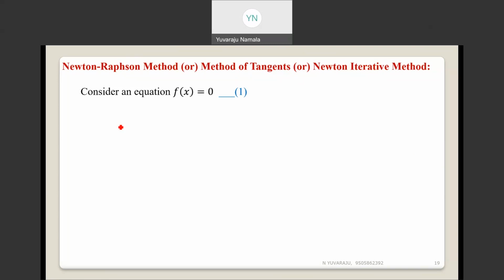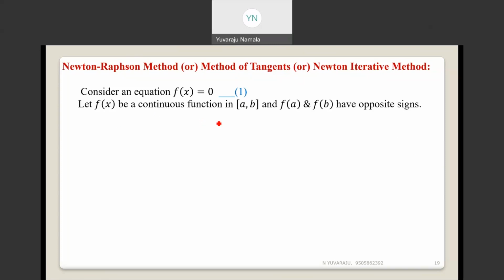You must use the intermediate value theorem. That is the most important theorem. Using that theorem, you find the root, that is, the solution. So let f of x be a continuous function in the interval a comma b, and f of a and f of b have opposite signs. First of all, in this method, assume the initial value x naught. Let x naught be the initial approximate root of the given equation.